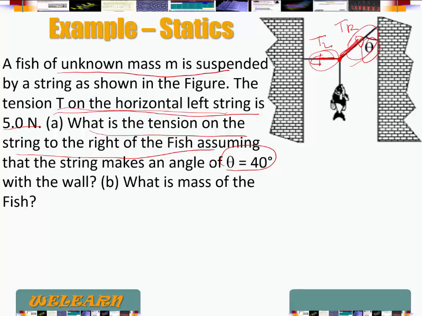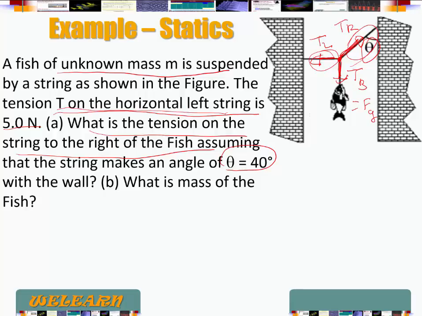That's what we need to find in part A of the question. And then there is a tension that's pulling it down. That's TB, T bottom. That's due to the gravitational force pulling down on the fish here. Now, because we have equilibrium, TB is just equal to the gravitational pull of the Earth on the fish, just because we have equilibrium.